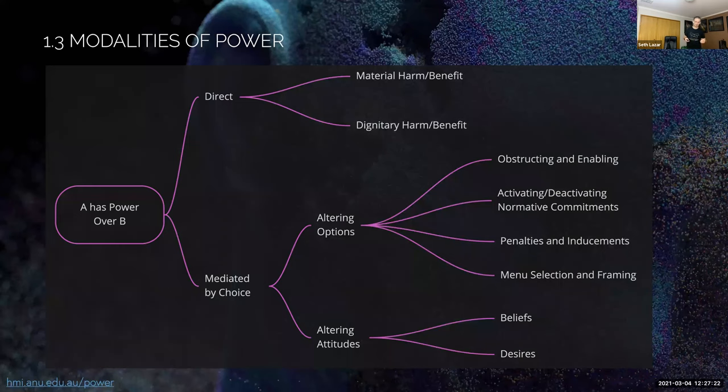So you might think about, for example, raising a fence around your property in order to obstruct people and make it more difficult for people to enter your property. That's obstruction. In the context of designing our digital infrastructure, you can make it possible for someone to do something or impossible. You can remove an option entirely.